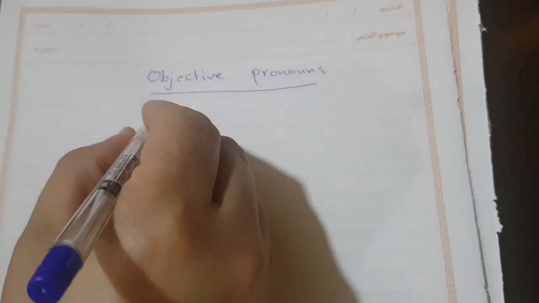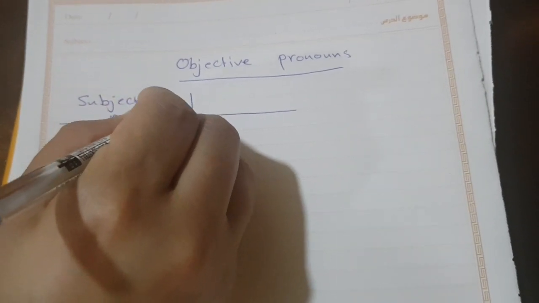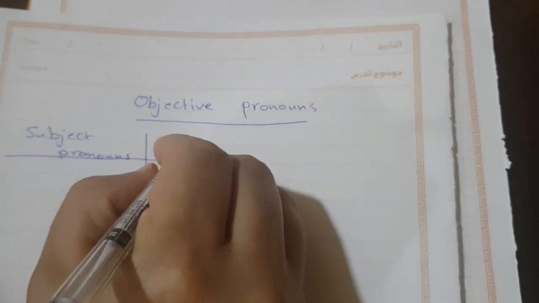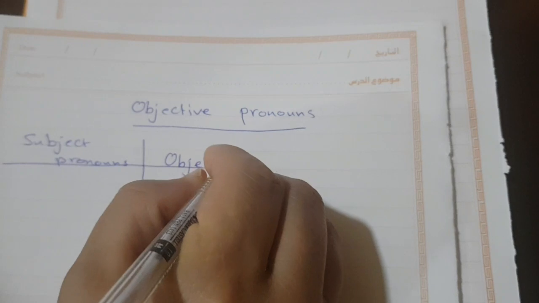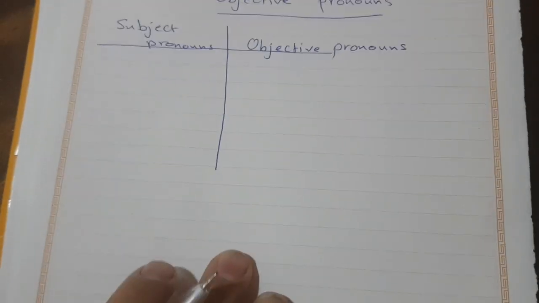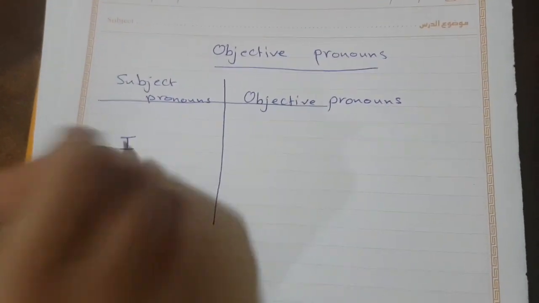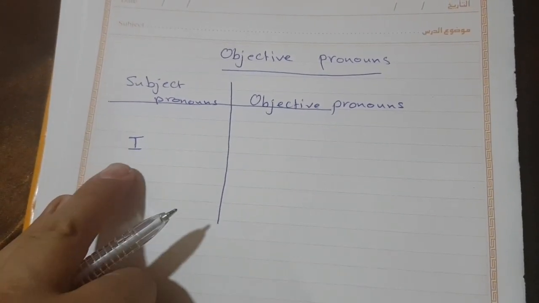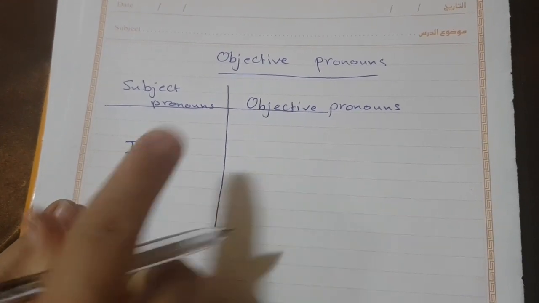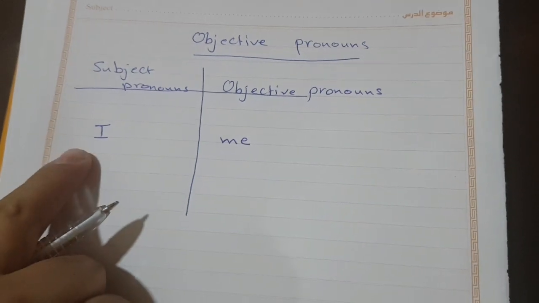Now, we have some kinds of pronouns. The first one is called subject pronouns. And the second one is objective pronouns. Now, let's take some examples. The subject pronoun is I. I have a book. So this book is for, what is the objective pronoun? Me. I have a book.